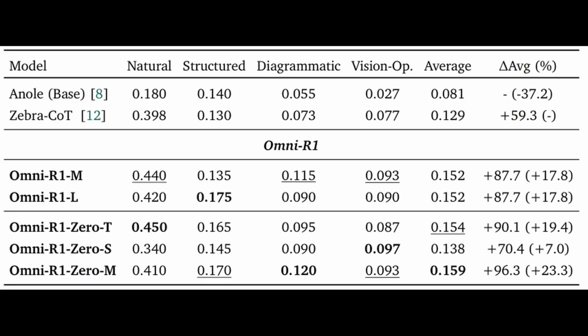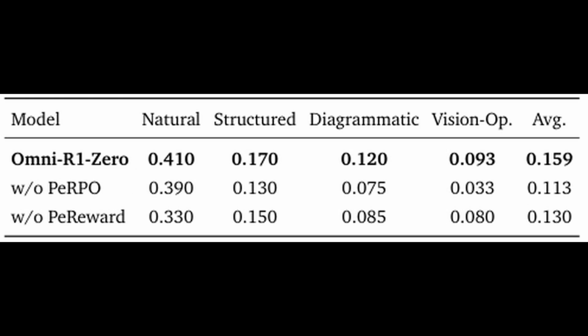Let's look at the performance table from the paper. You can see that Omni-R1 variants are significantly outperforming the baseline models across different task categories. The Omni-R1M model, for instance, shows an 87.7% improvement over the baseline on average. What's particularly interesting is how well it performs on diagrammatic math problems and Zisian operational scenes, which are traditionally very challenging for multimodal systems. Let's also look at this ablation study they did.